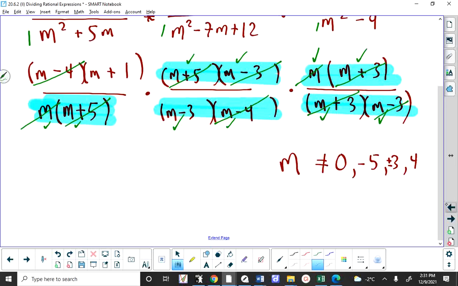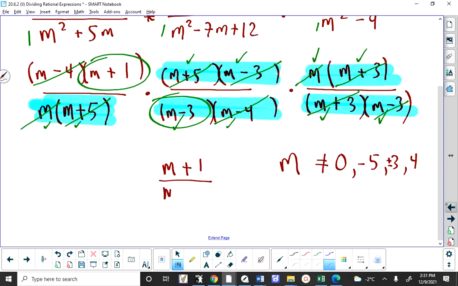Am I missing something? And the m minus 3, thank you. I have these two left. And, you know, probably, I'm not making excuses, but since you're not cluttering things up with color, you can see what's left over a lot easier. So you're left with m plus 1 over m minus 3. This is our answer, m plus 1 over m minus 3, as long as m is not equal to 0, -5, plus or minus 3, or 4.